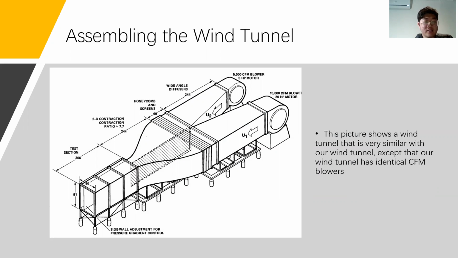Our wind tunnel is a classic dual stream wind tunnel. The structure of our wind tunnel is similar to the one shown in this picture. Two identical centrifugal blowers are the source of the airflow, and the two airflows going through the two tunnels will meet at the end of the splitter plane. Airflow will exit the wind tunnel after the testing section.